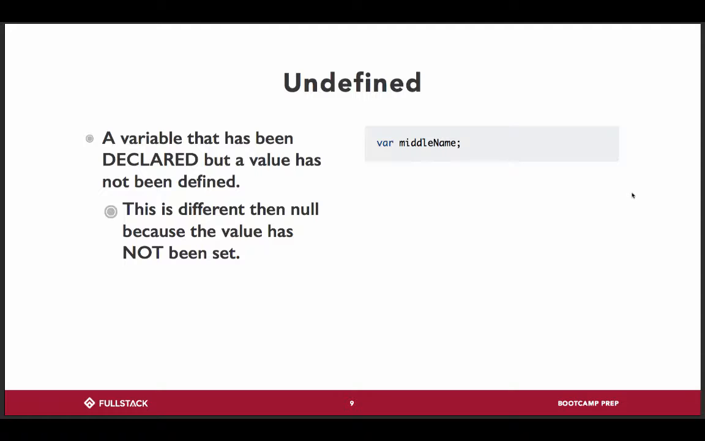Also hoisting with functions, we'll talk about that a little bit tomorrow, I think. If you declare it like var middleName equals a function, that will be undefined until that code is run. Does that make sense? Undefined is a type, so you can say typeof variableName and it'll return undefined.